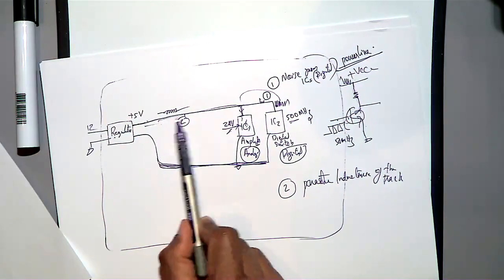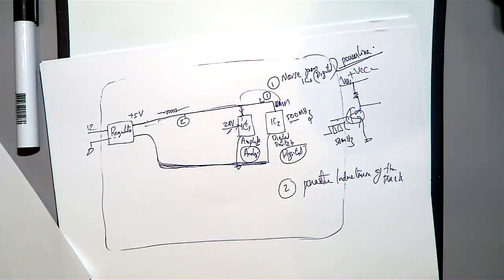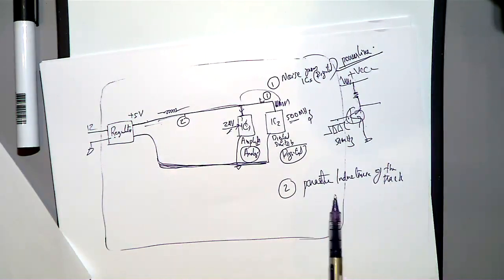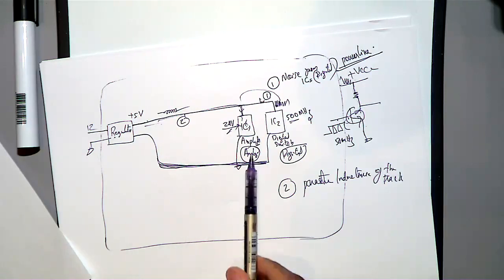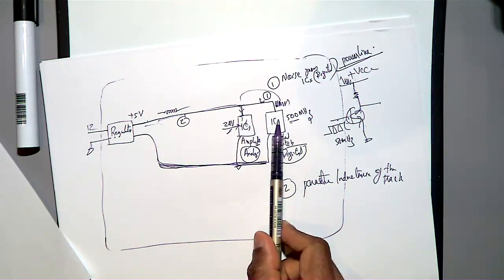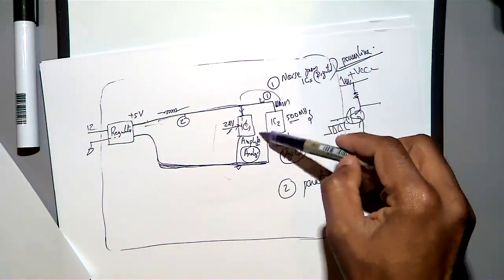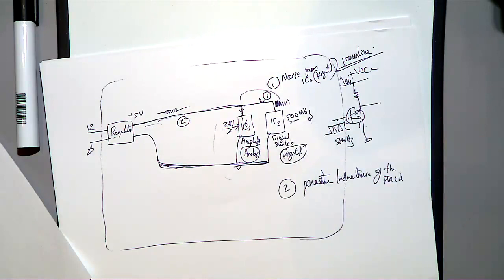So when you have parasitic inductance, what will happen? Whenever there is an inductance and the current is changing, there will be an EMF. Then you will have attenuation and problems. So these are the two issues. Then what will you do? That is the reason we have to isolate the analog and digital parts.